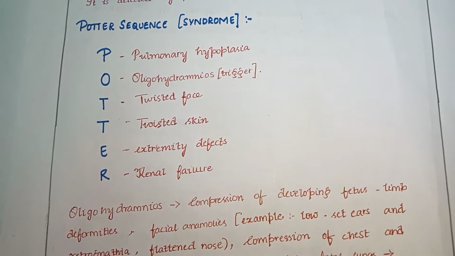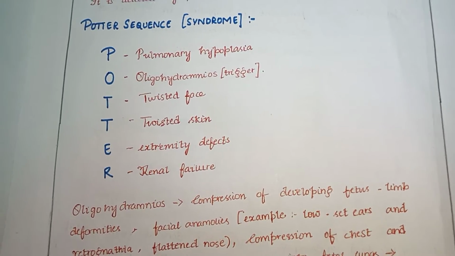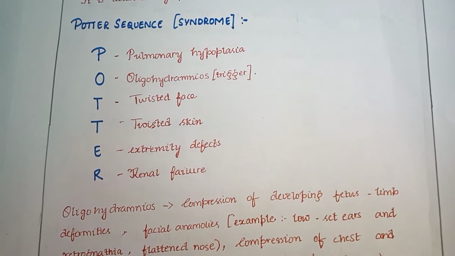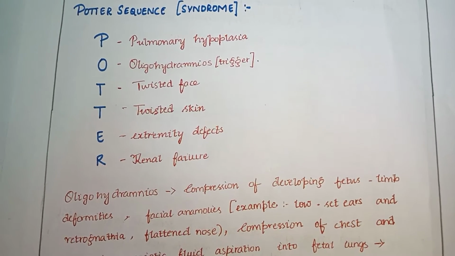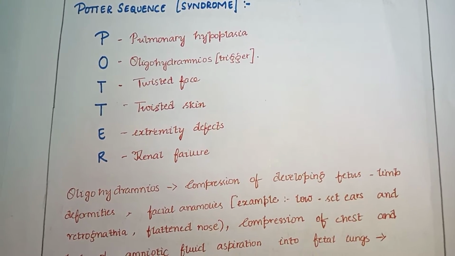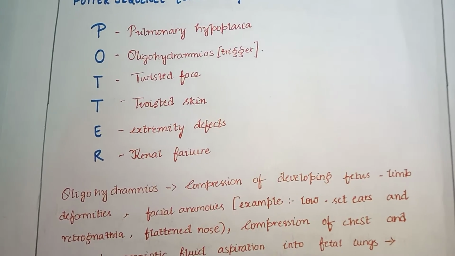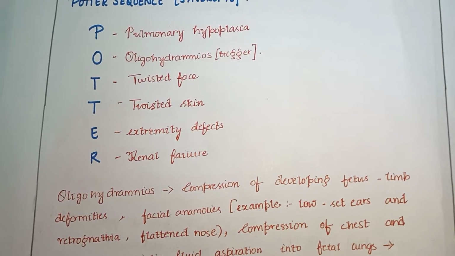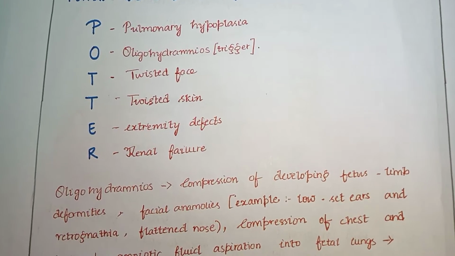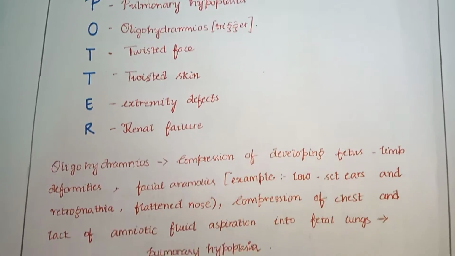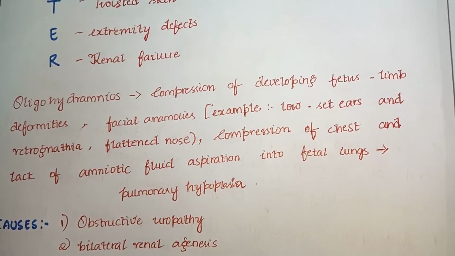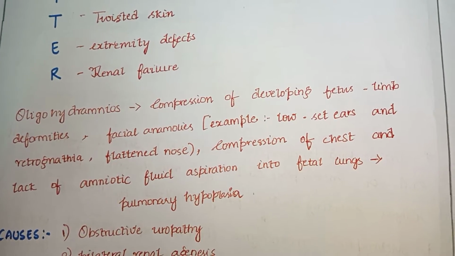Now let us see about Potter sequence, that is Potter syndrome. P indicates pulmonary hypoplasia, O indicates oligohydramnios, T indicates twisted face, the other T indicates twisted skin, E indicates extremity defects, R indicates renal failure. Oligohydramnios leads to compression of the developing fetus and limb deformities.